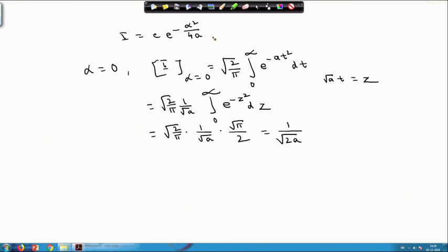So, from this given equation 2, I can tell that 1 by root over twice a is equal to c, because at alpha equals 0, your I is 1 by root over 2a, and when alpha is 0, the e power term is vanishing.